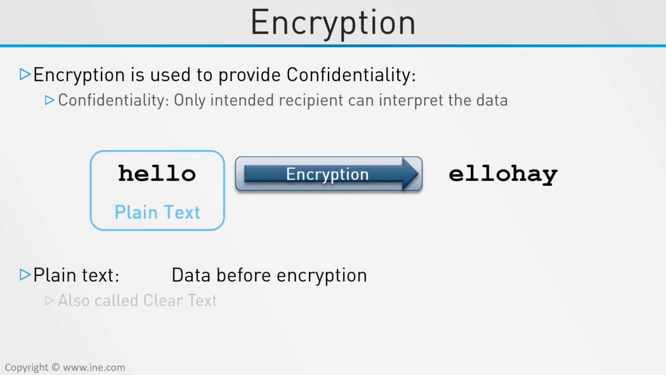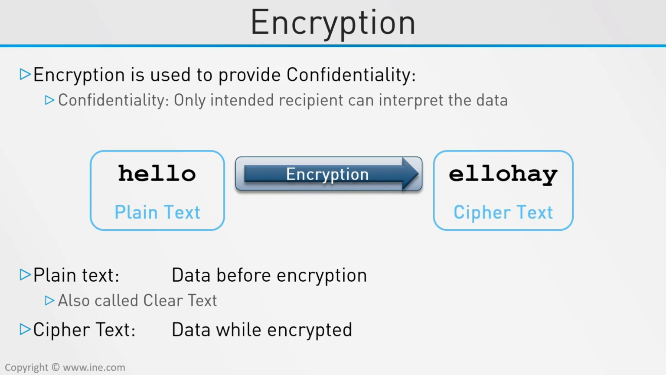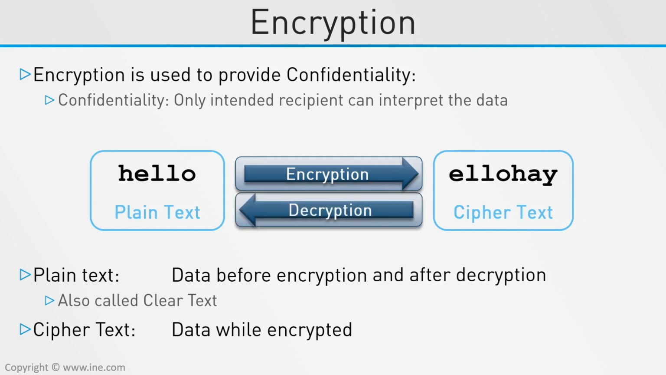The data before it's encrypted is referred to as plain text. It's also sometimes referred to as clear text. The data after encryption is referred to as ciphertext. The process of encryption turns plain text into ciphertext. The ciphertext should be completely unrecognizable and indistinguishable from random data on the wire. The reverse of the process is known as decryption. Decryption will turn ciphertext back into its original plain text. The idea is only the intended recipient should have the ability to properly decrypt the ciphertext.